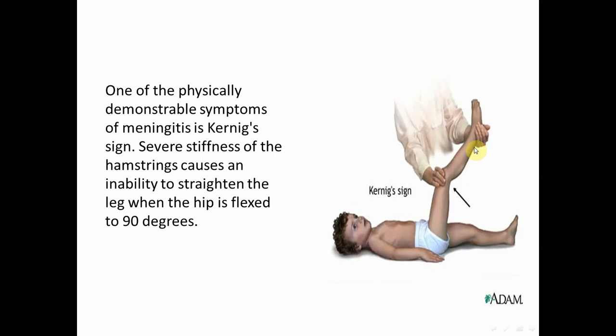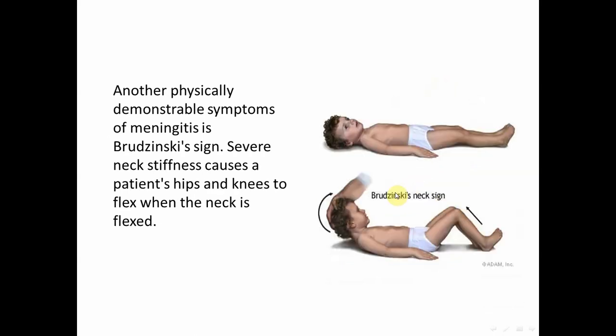This is Kernig sign. When we extend the knee, severe stiffness of the hamstring causes an inability to straighten the leg when the hip is flexed 90 degrees. When the hip is flexed 90 degrees, it is difficult to extend. This is a positive Kernig sign. While Brudzinski is demonstrated when severe neck stiffness causes the patient's hip and knee to flex when the neck is flexed. Once we flex the neck, we see that the knees and the hip will be flexed by the patient.